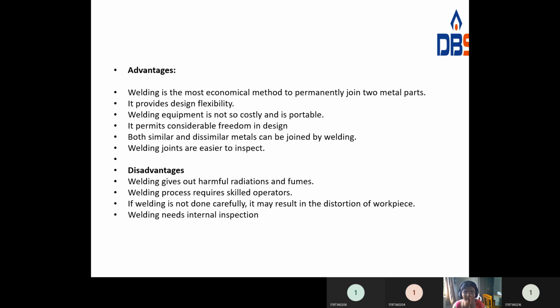Both similar and dissimilar metals can be joined by welding. Here we can join any two metals, whether they are the same metals or different metals. Welding joints are easier to inspect. Wherever the joints are made, it is very easy to inspect them. So these are the advantages of electric welding.